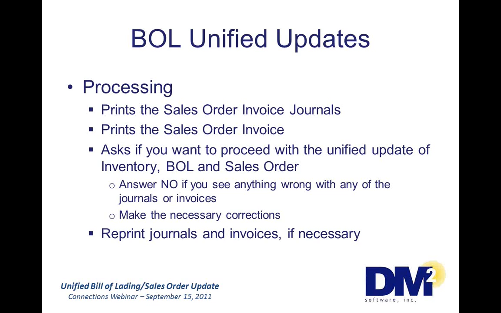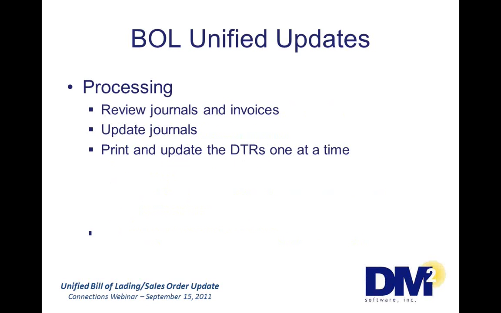At this point, this is the moment of truth where your user will decide whether or not it is okay to go on. If he sees something wrong and goes on, the only option is to do a credit and rebill. So it behooves the user to verify things on his journal before updating, make the necessary corrections, reprint journals and invoices if necessary, review them again, update them, and then print your daily transaction registers.